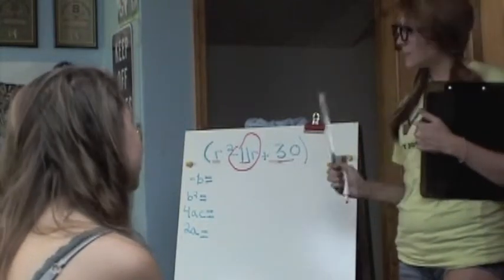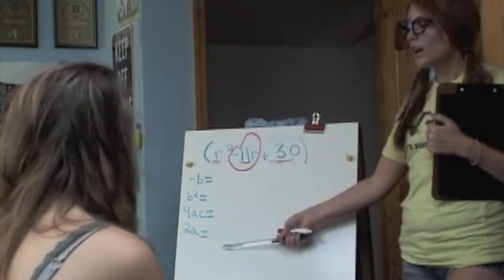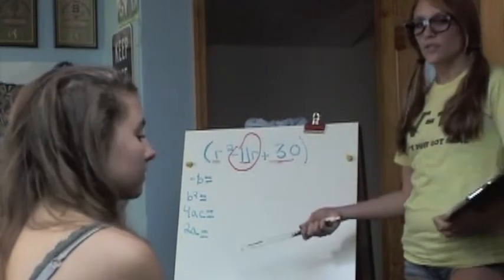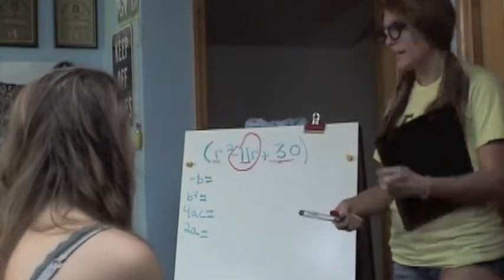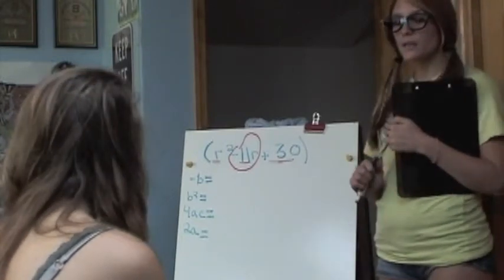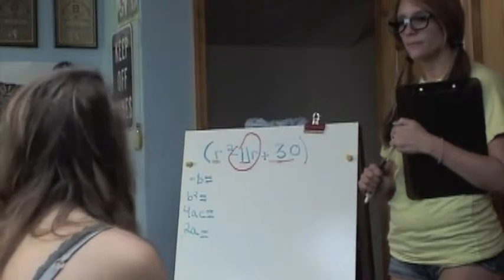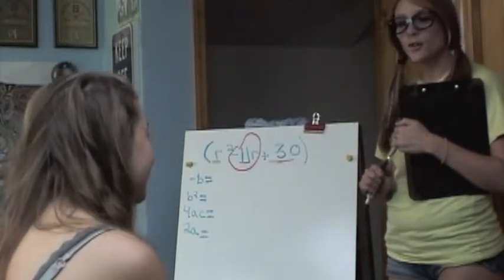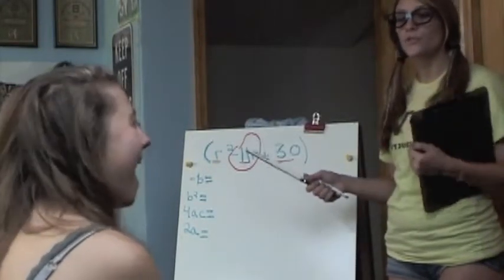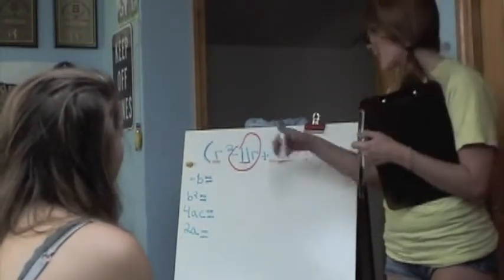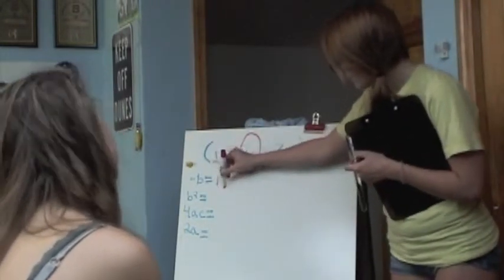To begin, it is recommended that you create a key of all the values that you will need during the equation. This ensures that there is less chance of a mistake. What is the value of negative b in this instance, Courtney? 11? Correct, because b is equal to negative 11, therefore negative b is simply 11. Do I get a gold star? Yes.